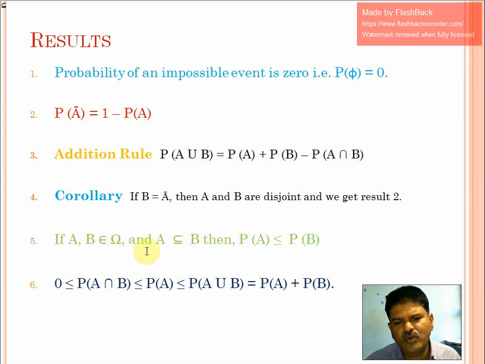If A and B belong to omega and A is a subset of B, simply we can get P of A less than or equal to P of B. If A is a subset of B, then this result holds. If B is a subset of A, we can reverse this: P of B should be less than or equal to P of A. And this is the final result: 0 less than or equal to P of A intersection B less than or equal to P of A less than or equal to P of A union B, which is equal to P of A plus P of B minus P of A intersection B. So these are the important results. Friends, you have to memorize all these results because in probability theory these results play an important role.